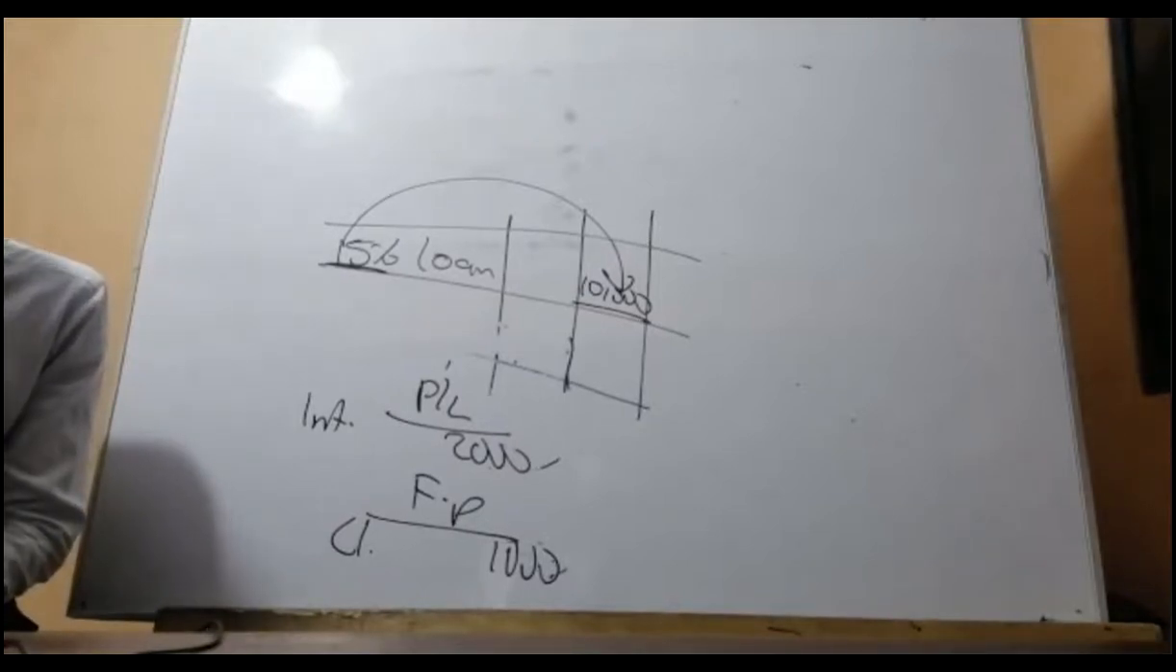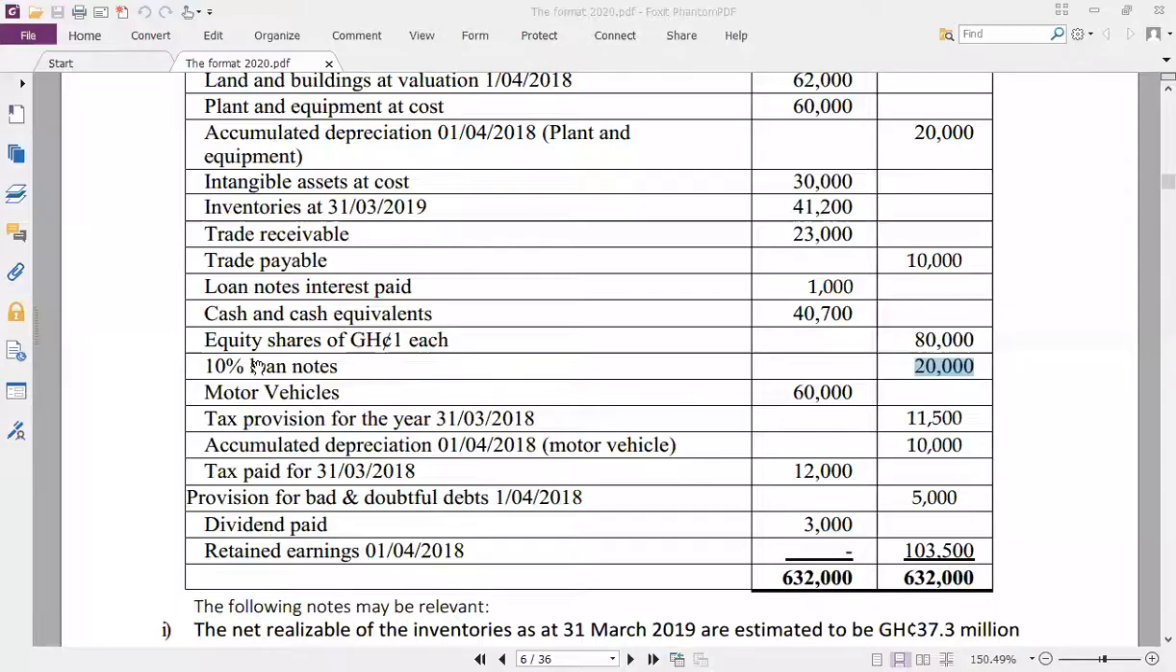So that's fine. Now let's continue. We've done the 10% loan note. Cash and cash equivalent, 47. Where will it go? It will go to current assets, right? That is the cash in hand and cash at bank, and any liquid asset.